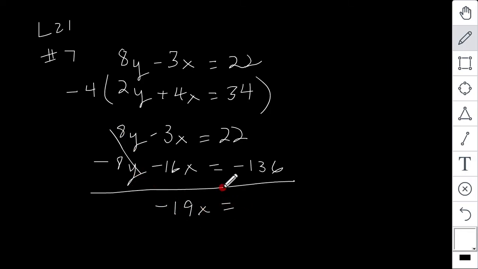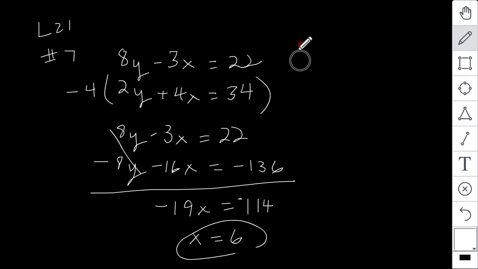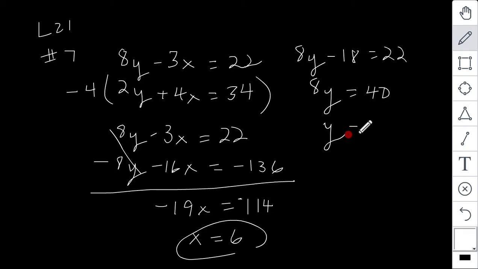And here we really hope that we did this right. So I'm going to add 22 minus 136. So I get negative 114. Is that divisible by 19? And it is. It's a miracle. And this should be negative because we have more negatives. So x is going to equal 6. And then we go back and we plug it in up here. So we get 8y minus 18 equals 22. 8y equals 40. And y equals 5. So that's it, guys, for lesson 21.